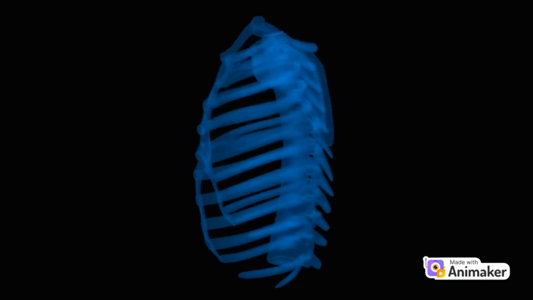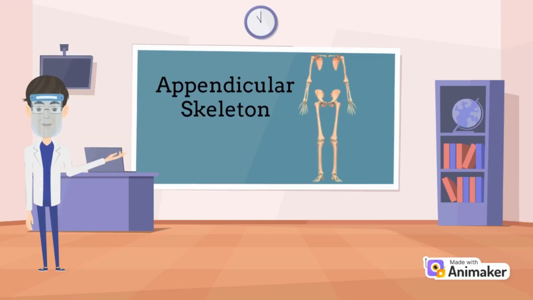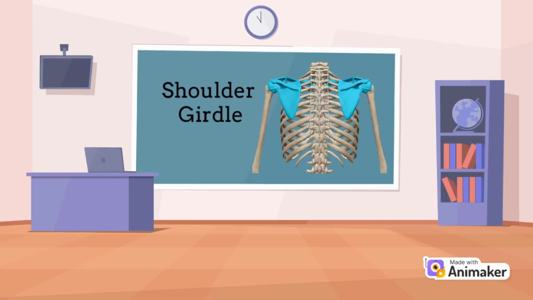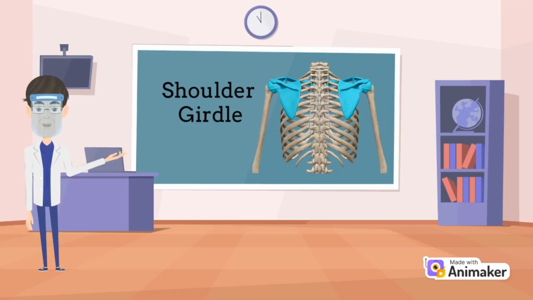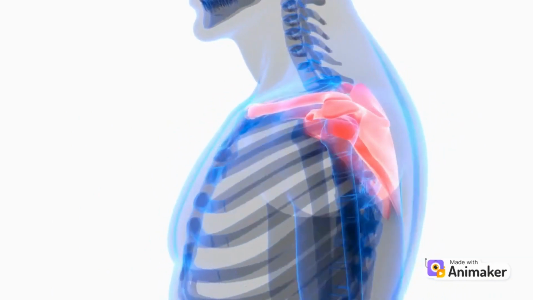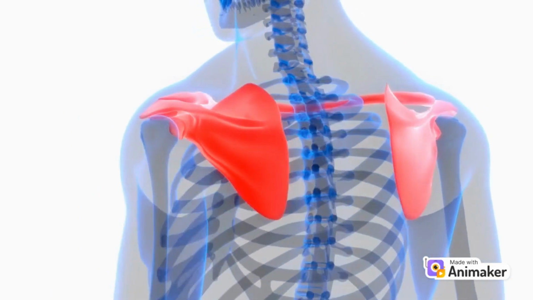The second major section of the skeletal system is called the appendicular skeleton, which includes the shoulder girdle, arm bones, pelvic girdle, and the leg bones. The shoulder girdle is comprised of 4 bones. It is made up of 2 clavicles known as the collarbones and 2 scapulae, which are known as the shoulder bones.